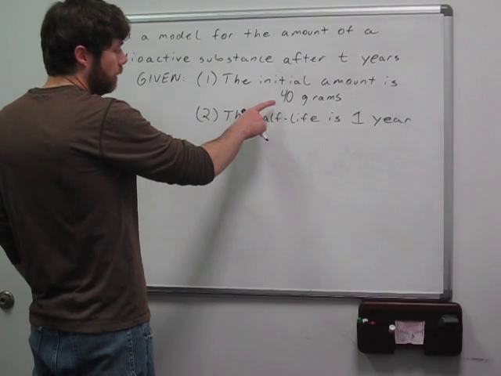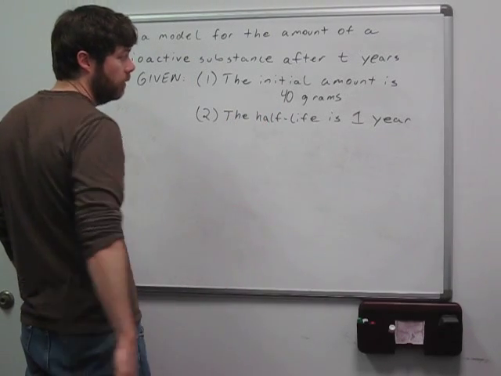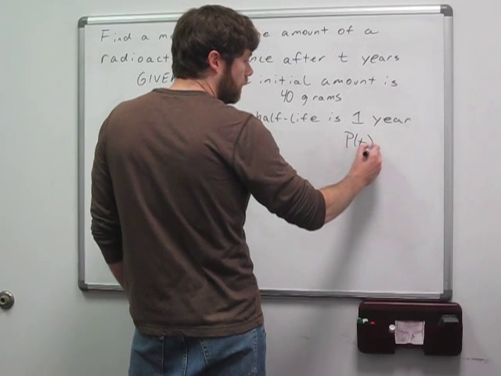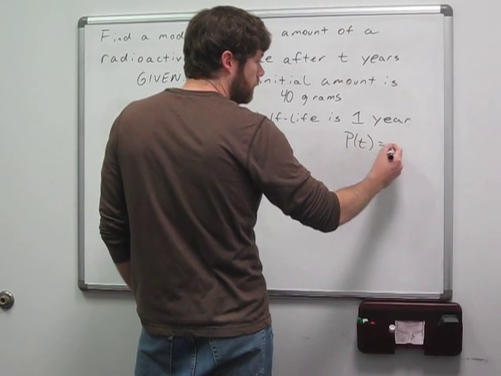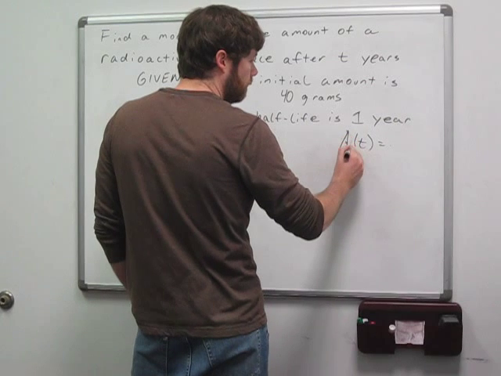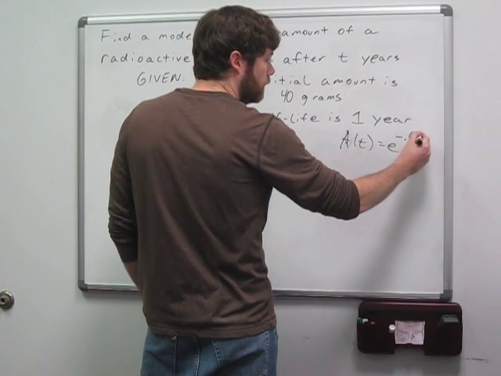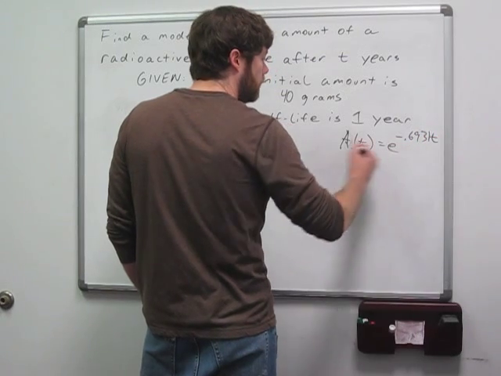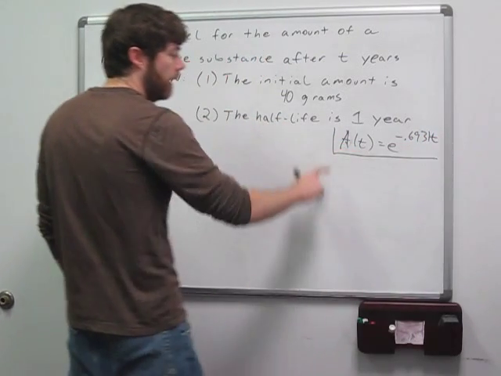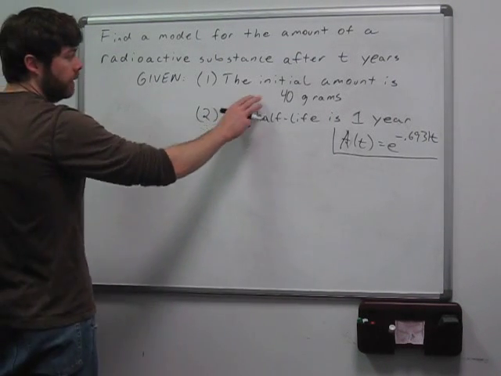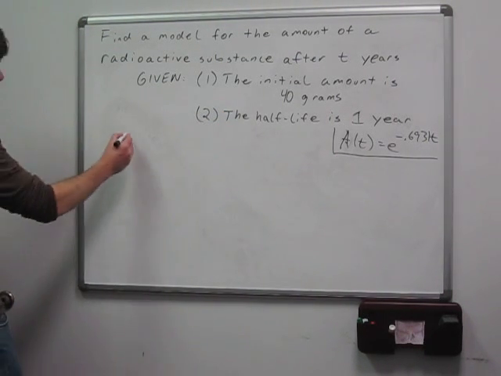If we recall, in the previous video we started with 1 gram, and the model that we used in base e was A of t equal to e to the negative 0.6931 t. Right, that was with an initial amount of 1 gram. Let's see what happens when we start with 40.